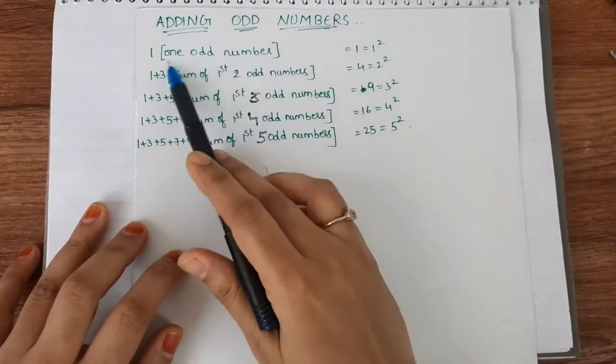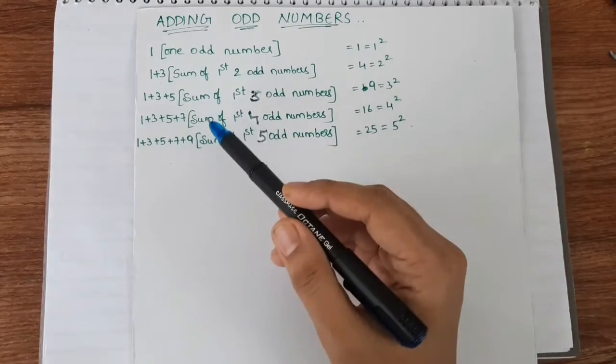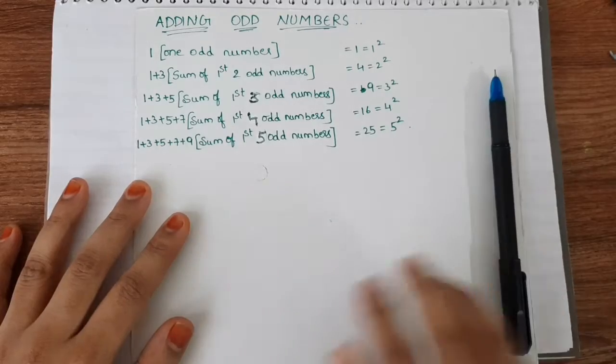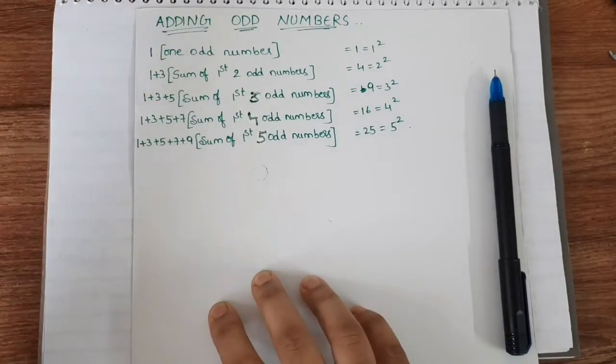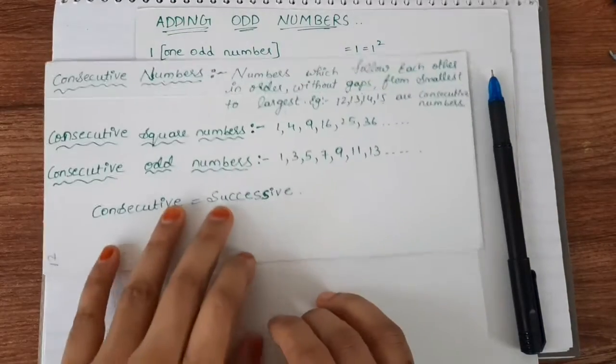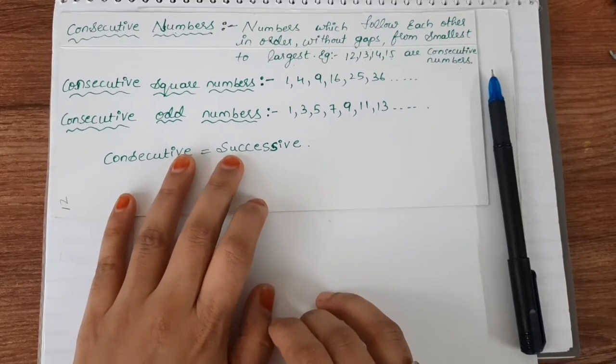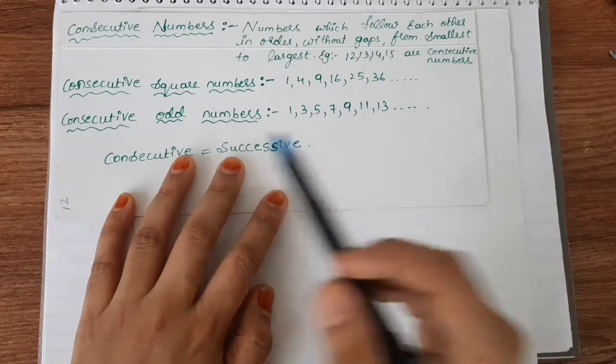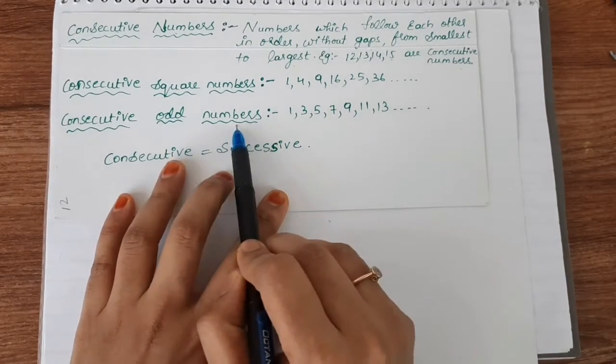Now we'll add odd numbers. How will we add? We'll not add them randomly. We'll add consecutive odd numbers. I have already told you what consecutive numbers are. Consecutive numbers means they don't have gaps in between and they are from smallest to largest. Now we are talking about consecutive odd numbers.